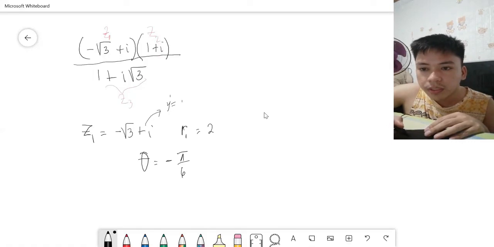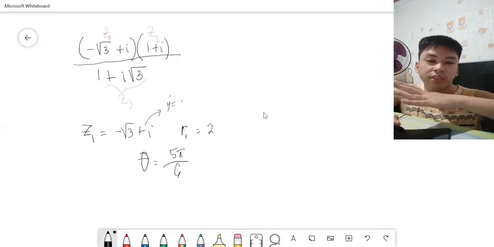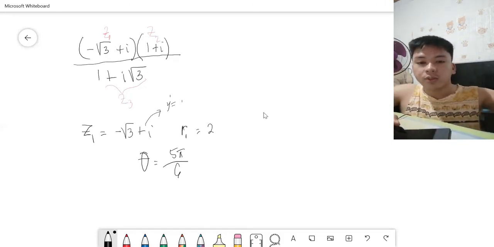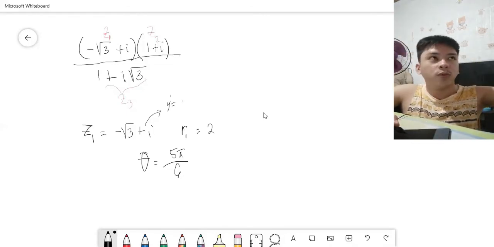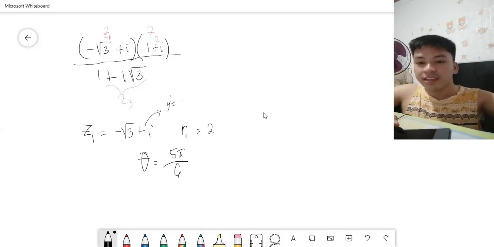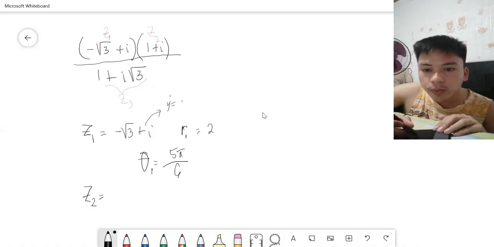So I don't have to say it's negative pi over 6, but pi over 6 rather, because it's the same as 30 degrees but with respect to the negative x-axis. So that's going to be 5 pi over 6, because that's equivalent to 150 degrees. So that's theta 1.